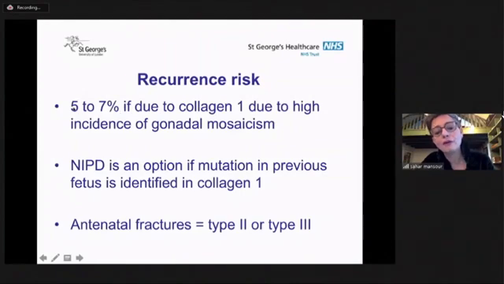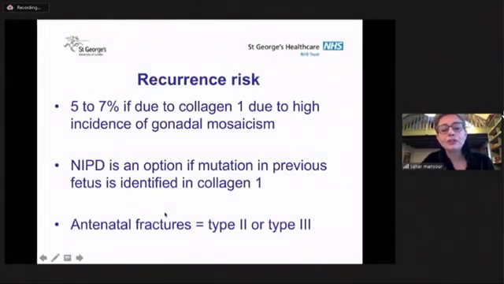So you may then offer prenatal testing in the next pregnancy. NIPD is an option, but it's not a good option because nearly all of them have unique mutations, and you have to make a bespoke, non-invasive prenatal diagnosis. It's very expensive and actually probably not a good option. It's probably better to offer a CVS in subsequent pregnancies.